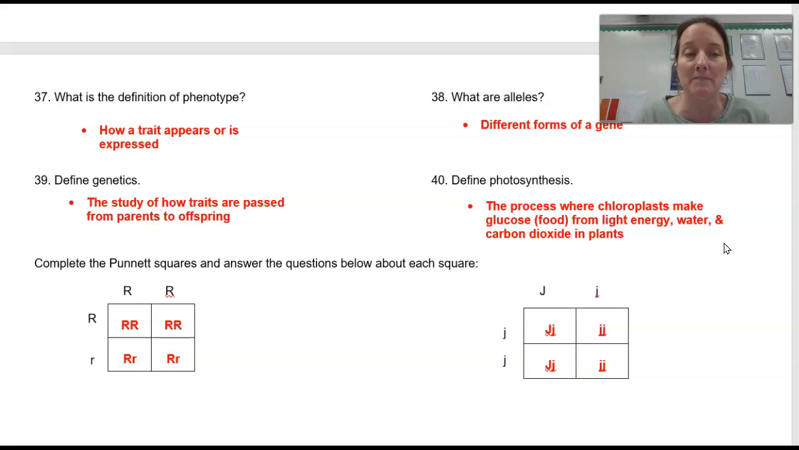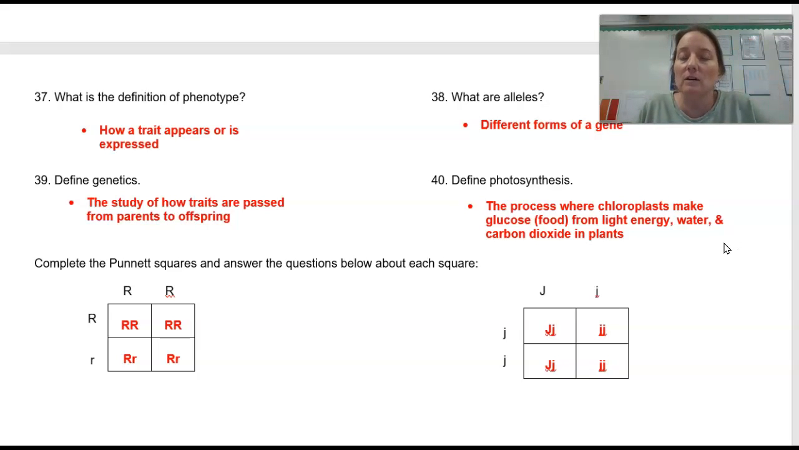Remember, phenotype physical, genotype gene. So phenotype deals with the physical, how a trait appears or how it's expressed, what it looks like. Is it going to be blue eyes, brown eyes? Genotype deals with the gene, the alleles, is it going to be big R, little r kind of thing.